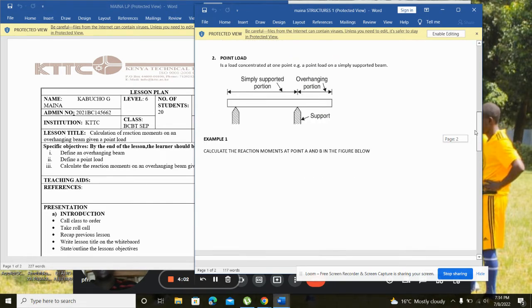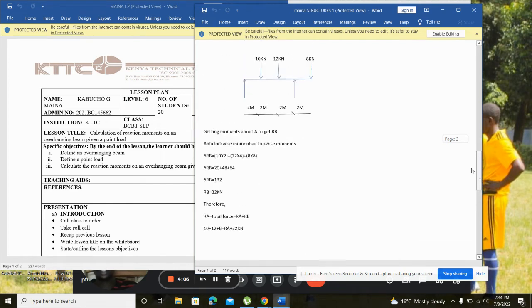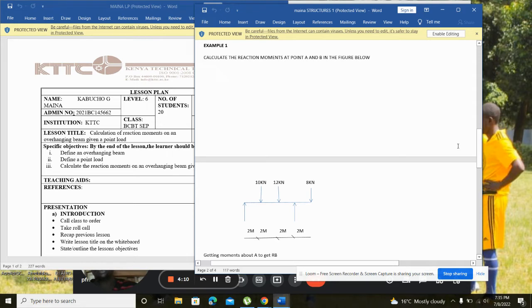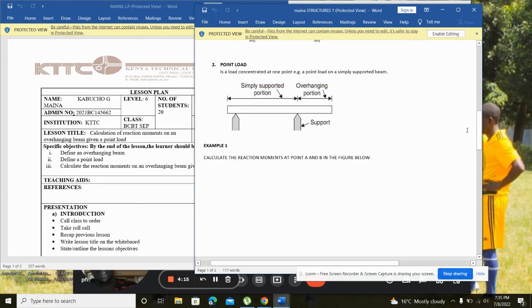Then, for objective number two, we define the term point load. Just the way it sounds, a point load is a load that is concentrated at one point, and it can be simply seen on a simply supported beam. Also, the diagram I have sent you via WhatsApp, you can relate it to very well.